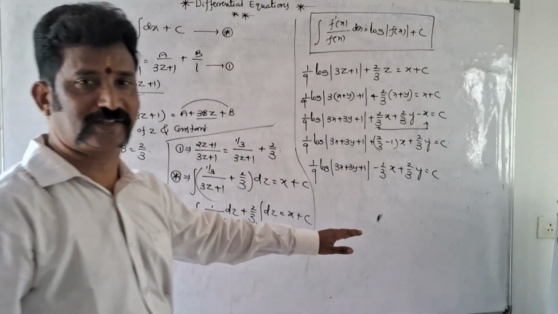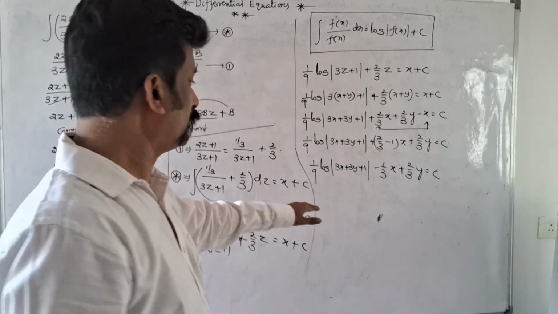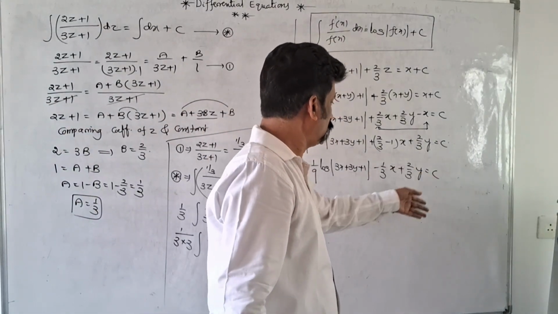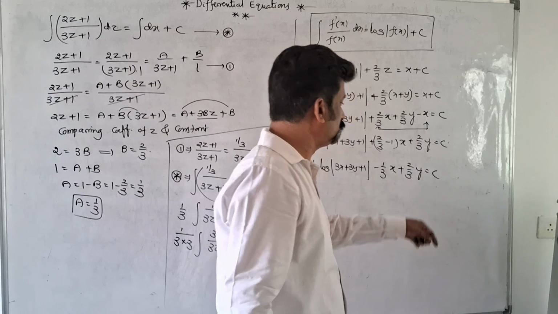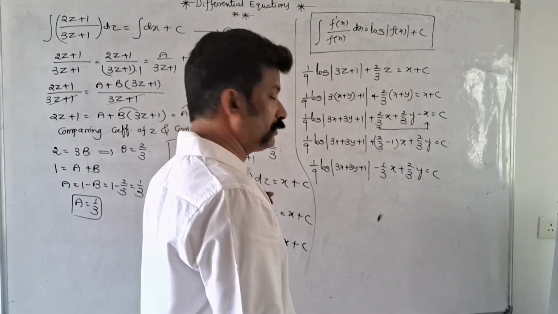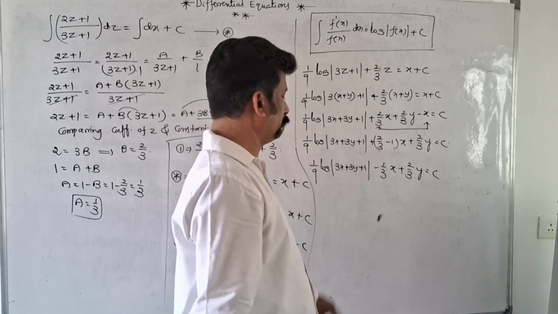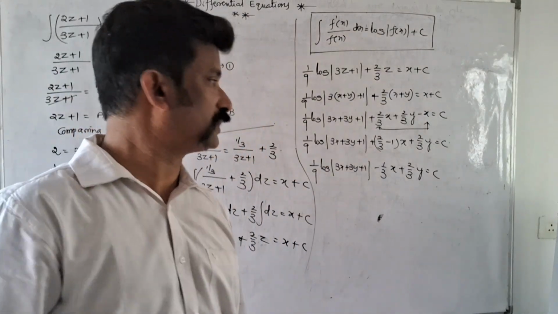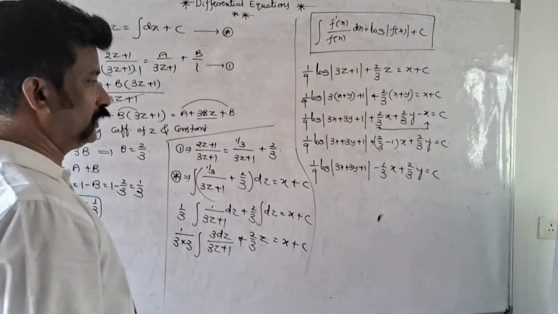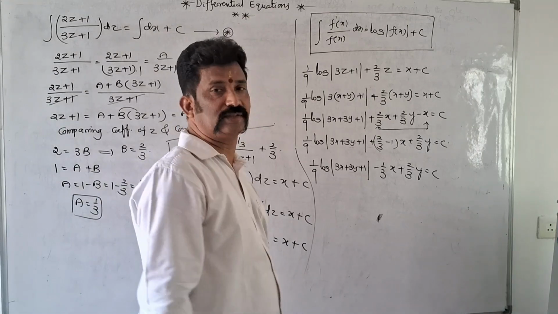Don't take any risk unnecessarily. This can be written, some lecturers are discussing with c, this constant is equal to c by 9. Take LCM 9, 9 cancel. So 1 by 9 into log of 3x plus 3y plus 1, minus 1 by 3 dx plus 2 by 3 into y is equal to c.